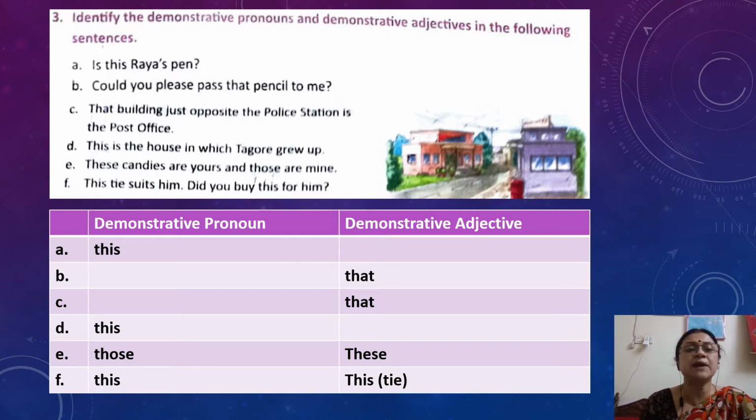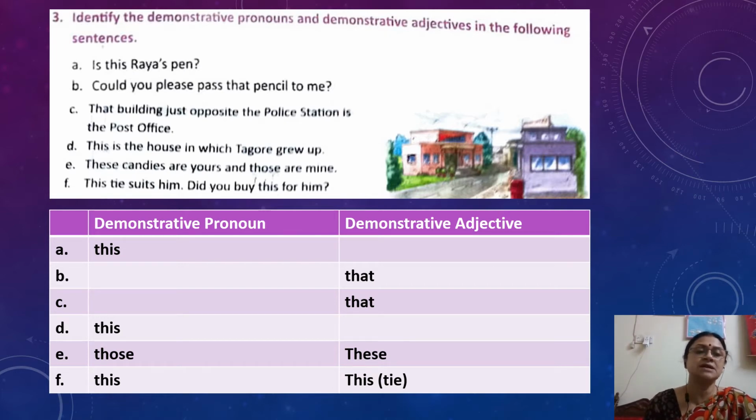Is this Ria's pen? So here this identifies Ria's pen. So this here is a demonstrative pronoun. In question number B, could you please pass that pencil to me? Here that pencil, that is the demonstrative word and it describes the pencil. So that is here a demonstrative adjective.